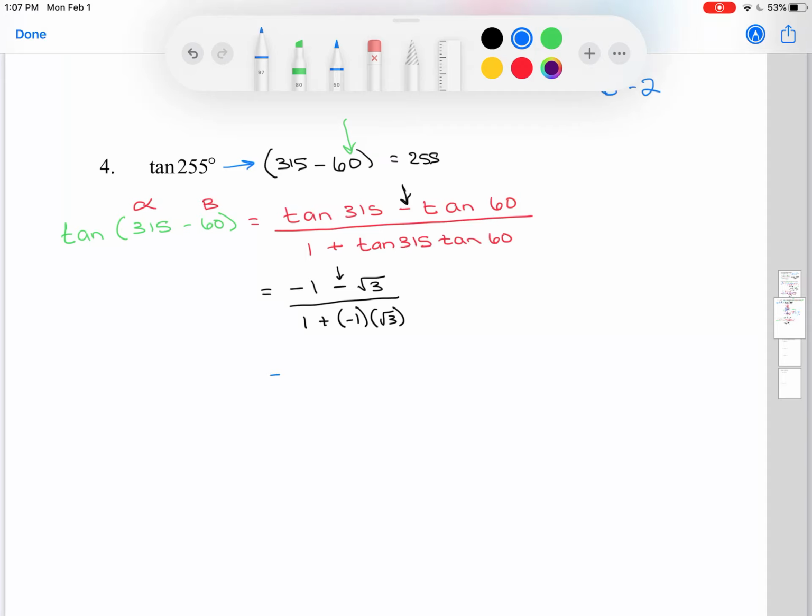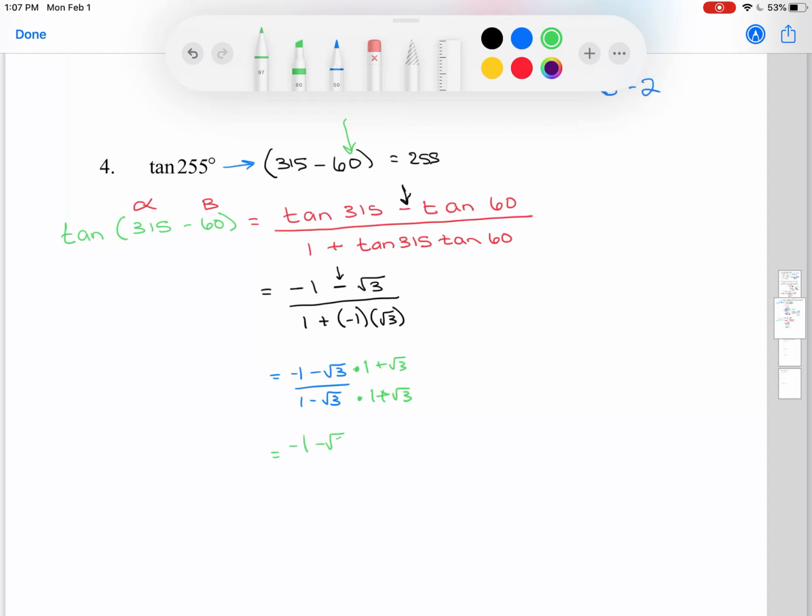Plug in everything else in the numerator there. Clean it up a little bit before I start going into my conjugate. And I have 1 minus root 3. All right. Clean up the denominator, so I need to multiply by the conjugate, which is 1 plus root 3 to top and bottom.